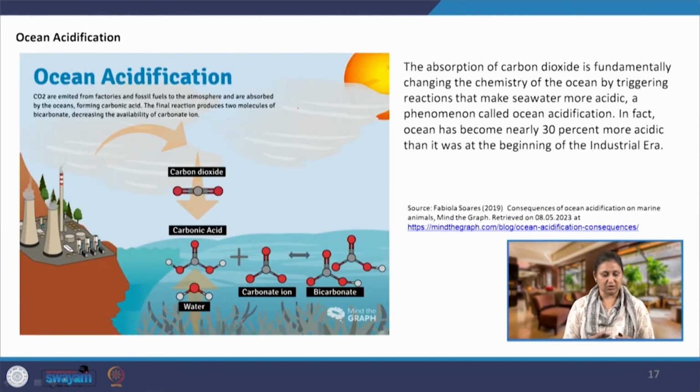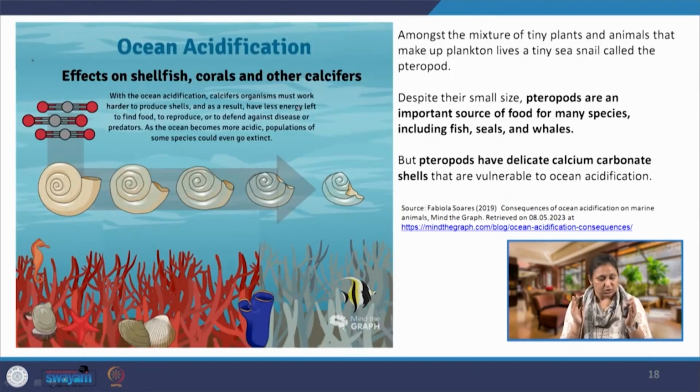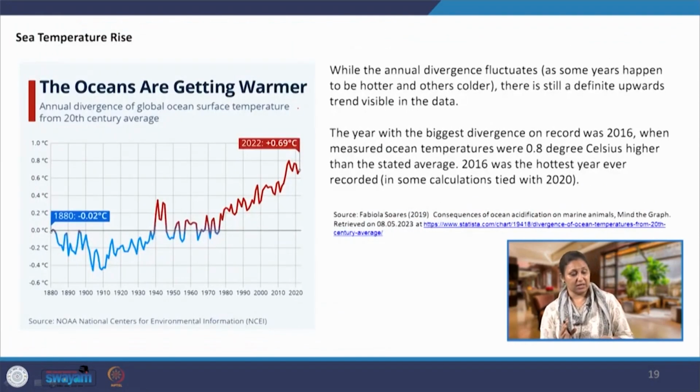Ocean acidification, we very clearly know, is the absorption of carbon dioxide fundamentally changing the chemistry of the ocean, and this is by triggering several chemical reactions that eventually make the seawater more acidic. This is sea acidification and it has an impact on shellfish, corals and other calcifiers. So, eventually what we are looking at is dying coral reefs, which is another impact of development on water.